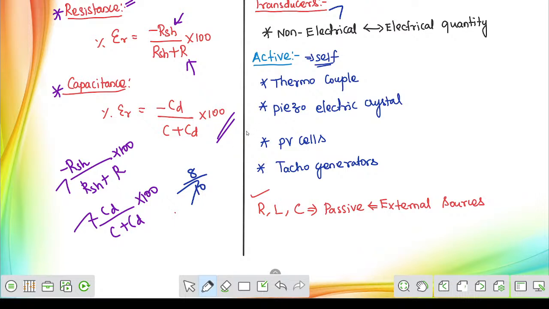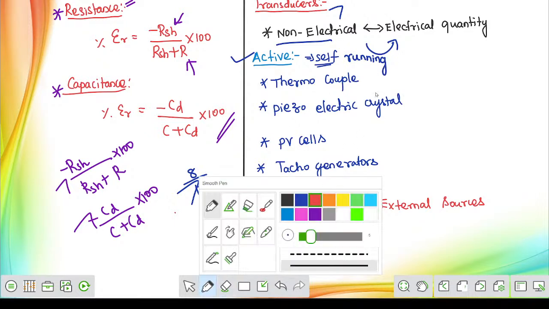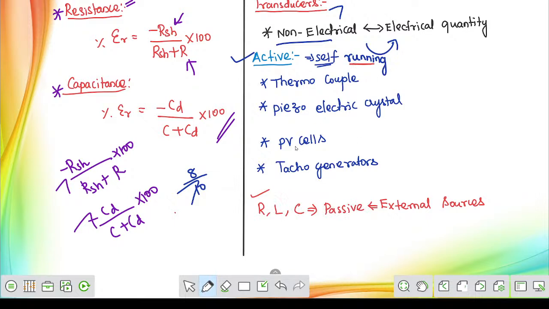We all know the transducer, especially in electrical engineering, in electrical applications. A transducer is used to convert a non-electrical quantity into an electrical quantity. That is the first important thing. And there are two types of transducers: one is the active transducer and another is the passive transducer. An active transducer is nothing but a self-running transducer. They have the ability to generate energy to run on their own. That is called an active transducer.